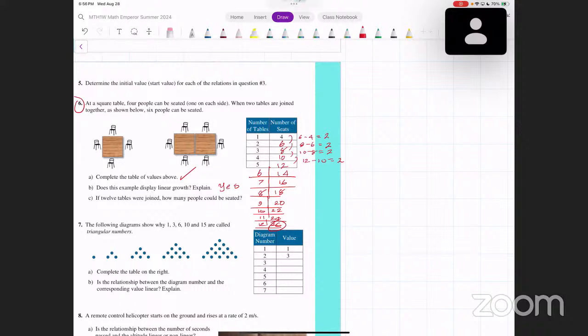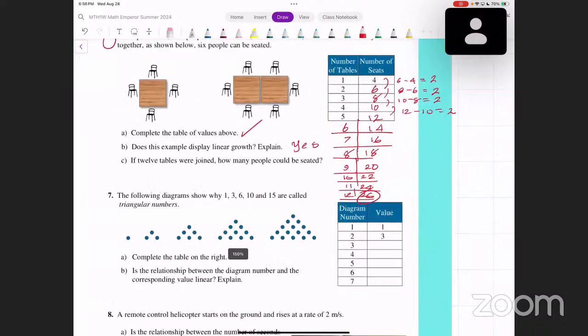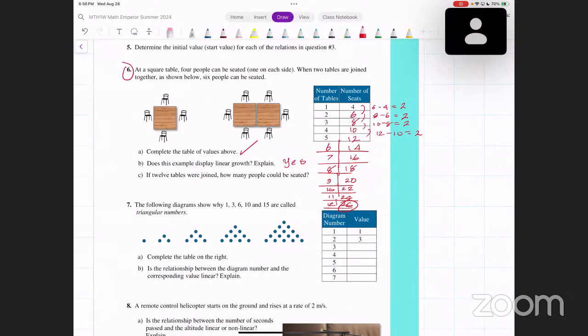What is the difficult part here? Nothing difficult? Creating a table. What if I ask how many seats will be in 30 tables? What are you guys gonna do? Are you gonna keep on extending? No. So how can we answer this question? That's the question. So we need to look for some pattern.